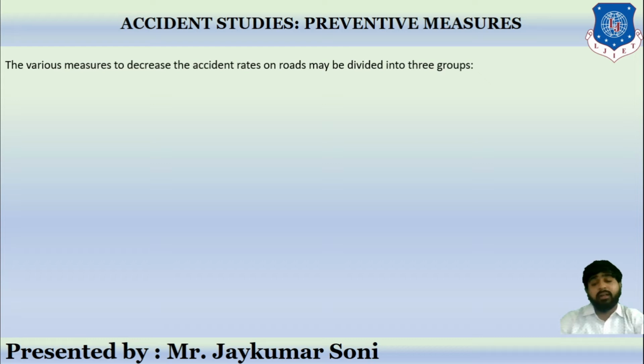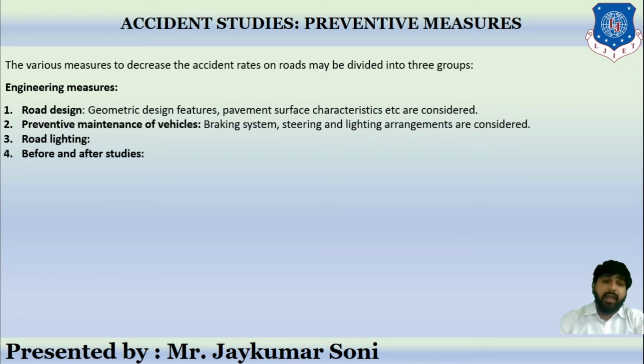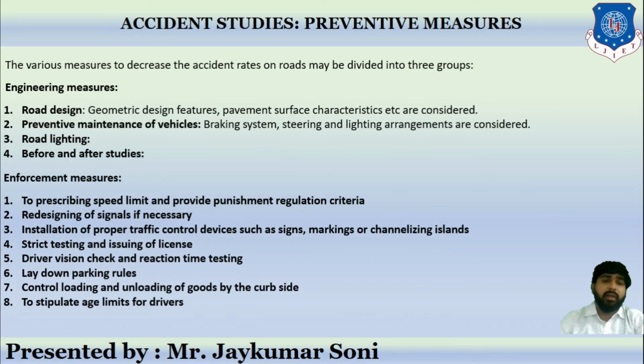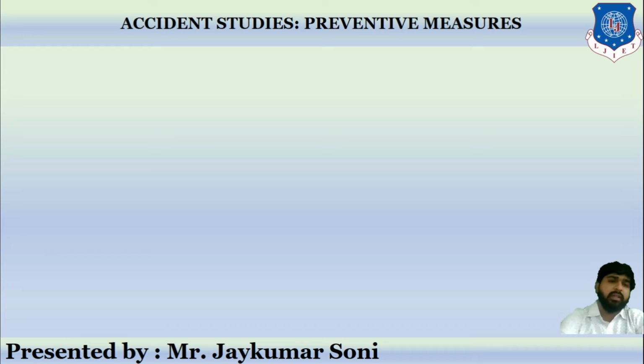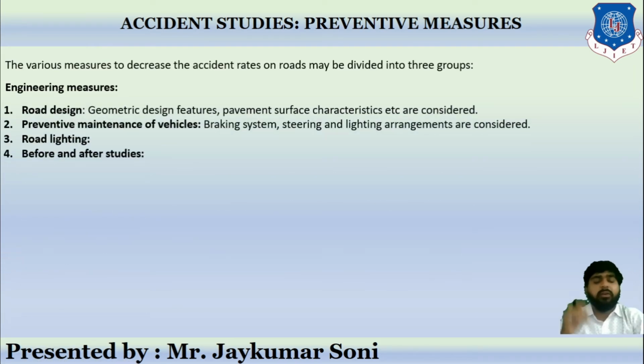We have learned that there are various kinds of accidents and various measures which are required to reduce the accident rate on the road. These are called preventive measures, and they can be divided into basically 3 types: engineering measures, enforcement measures, and educational measures. Now let us learn what is involved in engineering measures.